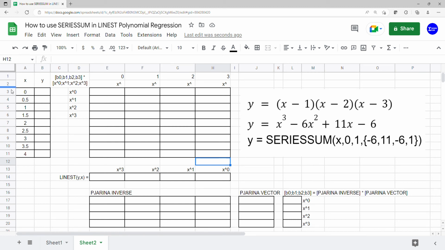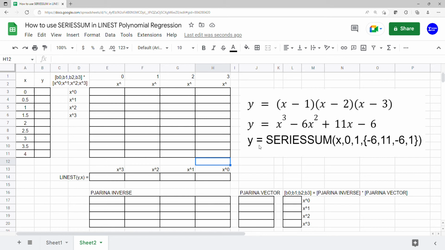In this video, we'll use SERIESSUM in the LINEST polynomial regression. Here we have an example of a polynomial, which is y equals (x minus 1) times (x minus 2) times (x minus 3). Multiplying together, it becomes x cubed minus 6x squared plus 11x minus 6.